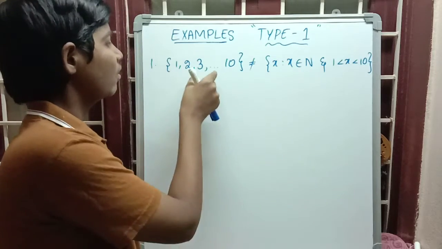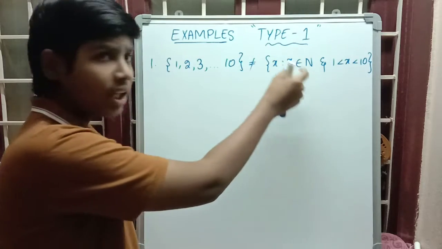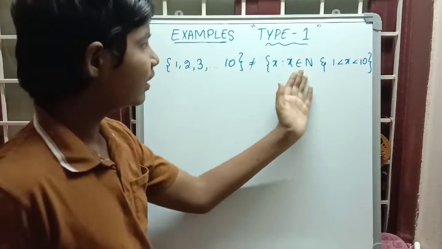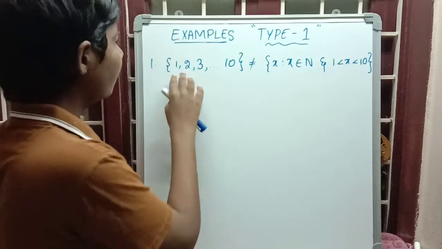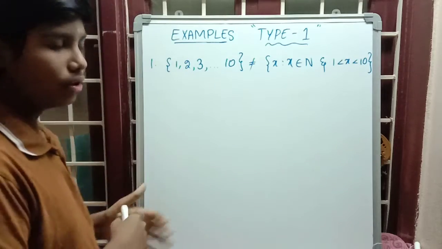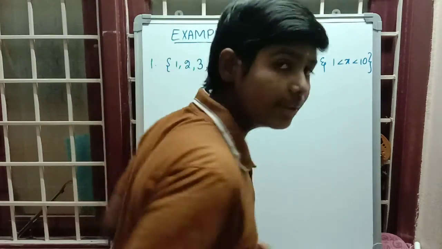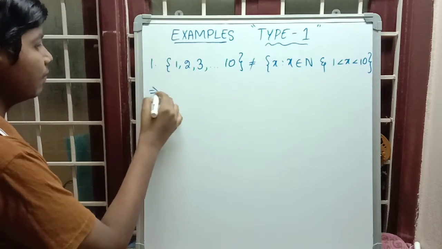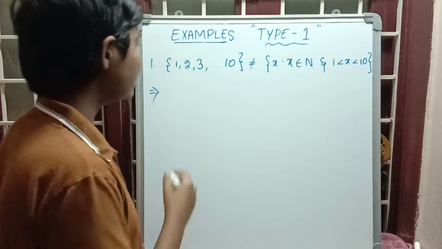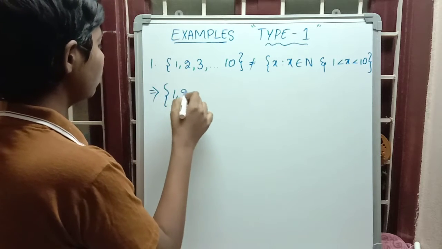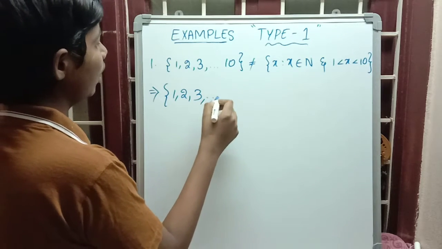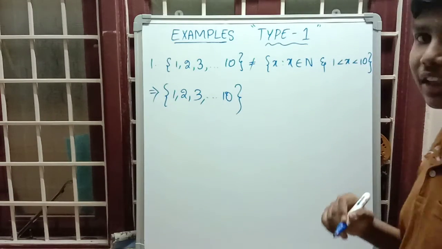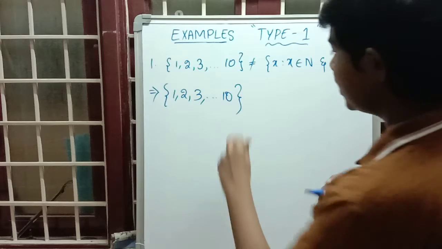What does that mean? Both should be in set builder form or both in roster form. Set builder will take time, so we convert the set builder form into roster form, and we will get the answer in numbers. Now we will state the reason. The first set is 1, 2, 3, and so on up to 10, means 1, 2, 3, 4, 5, 6, 7, 8, 9, 10. 10 is also included here.